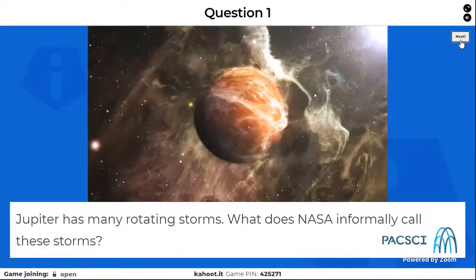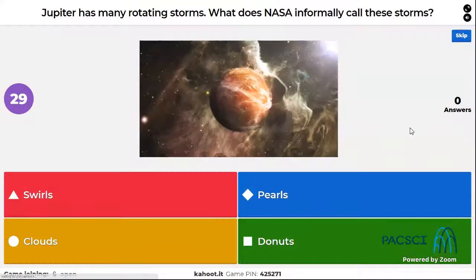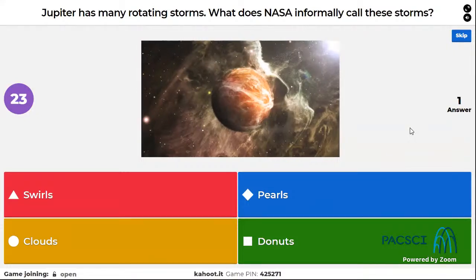I love a good space round. Absolutely. The first question is, Jupiter has many rotating storms. What does NASA informally call these storms? So Jupiter has many rotating storms. What does NASA informally call these? Are they swirls, pearls, clouds, or donuts?